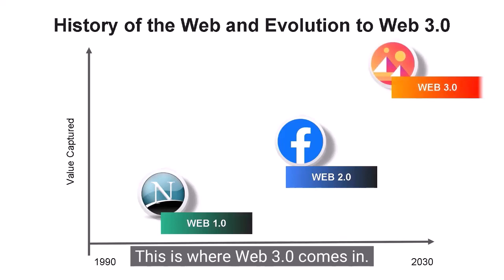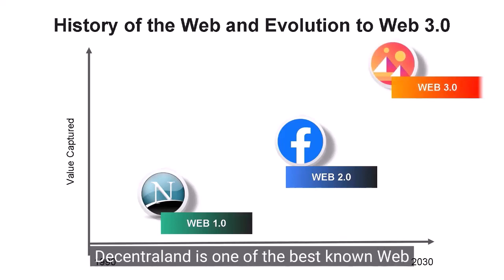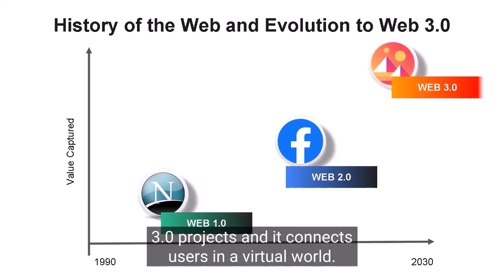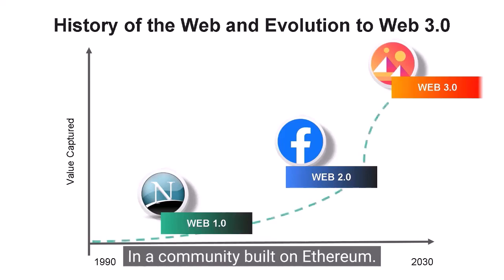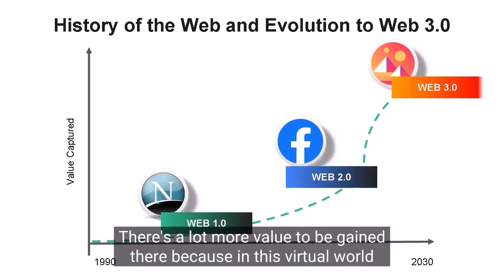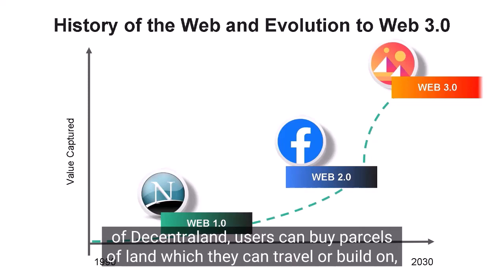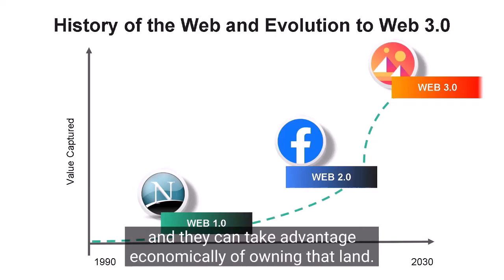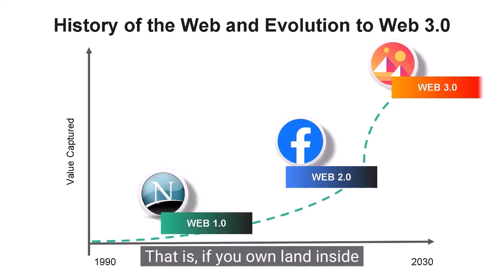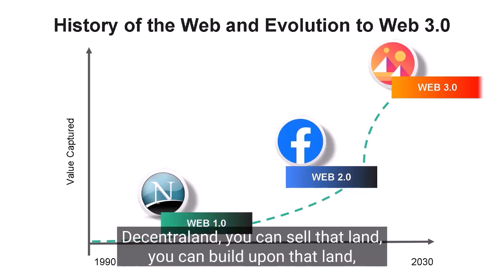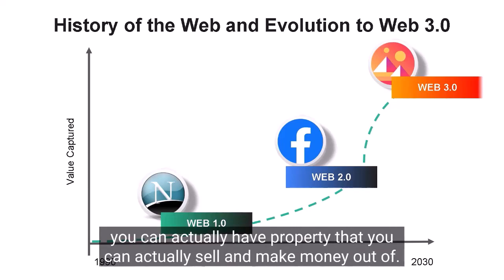This is where Web 3.0 comes in. Decentraland is one of the best known Web 3.0 projects, and it connects users in a virtual world in a community built on Ethereum. There's a lot more value to be gained there because in this virtual world of Decentraland, users can buy parcels of land which they can travel or build on, and they can take advantage economically of owning that land. That is, if you own land inside Decentraland, you can sell that land. You can build upon that land. You can actually have property that you can actually sell and make money out of.